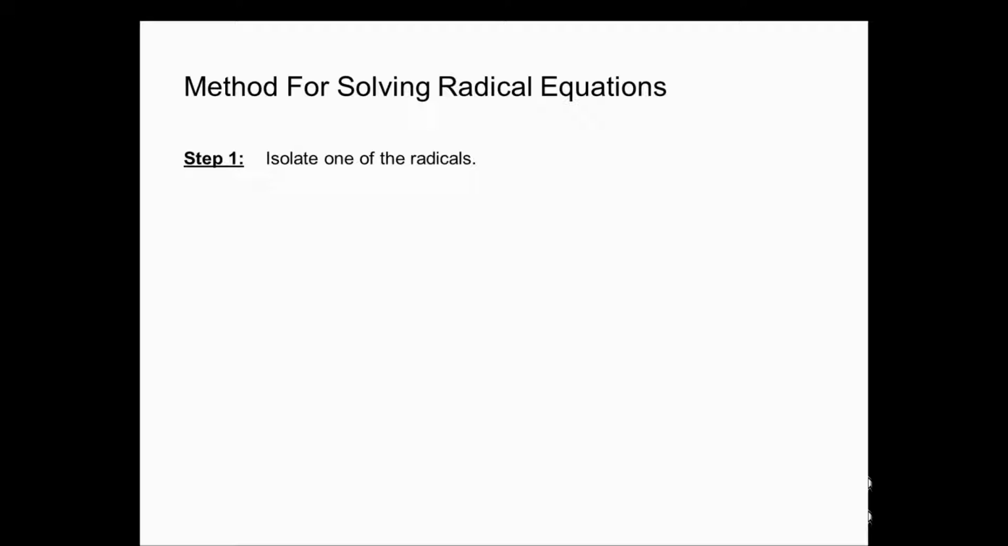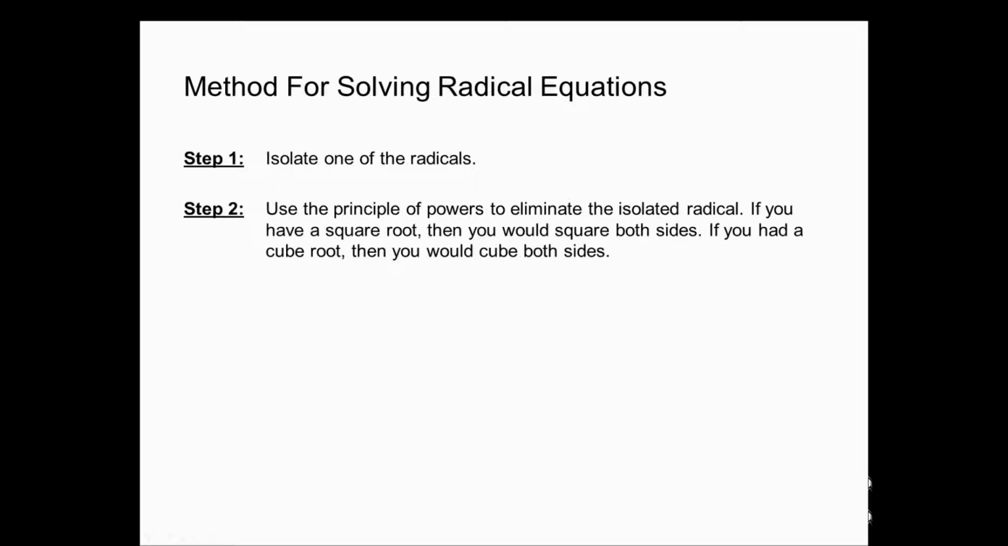Now, method for solving radical equations. Step 1, isolate one of the radicals. And by saying isolate one of the radicals, be warned that you could have more than one radical in the equation. Typically the most I will give you is 2. The book loves to give you like 3, 4, 5 radicals in the equation. That's just so unrealistic. Step 2, use the principle of powers to eliminate the isolated radical. If you have a square root, then you would square both sides. If you had a cube root, you would cube both sides, and so on.